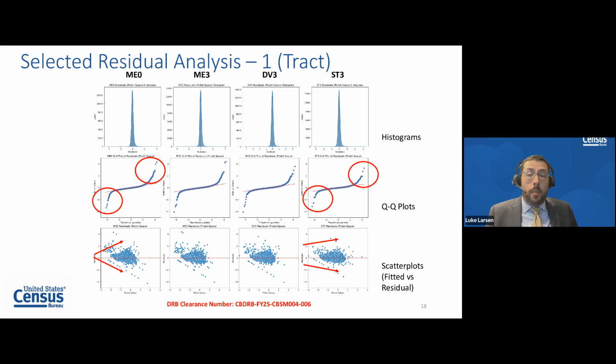And down at the bottom, scatter plots of fitted values versus the residuals. This is our check for constant variance. And of course, we don't see perfect constant variance, but we see a trend towards the variance becoming better with increased complexity. ME0 down at the left, you see there's much more of a pronounced wedge shape that I tried to describe with these arrow lines that does flatten out a little bit as you increase in complexity.